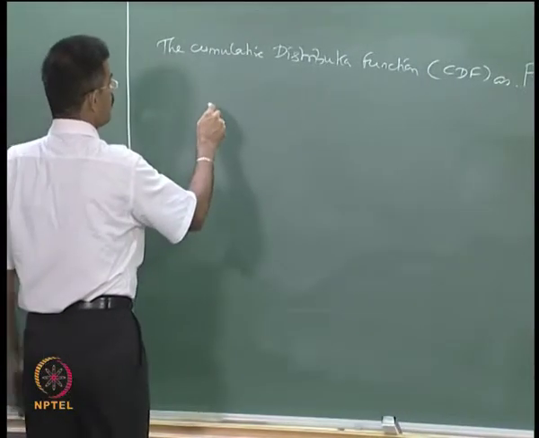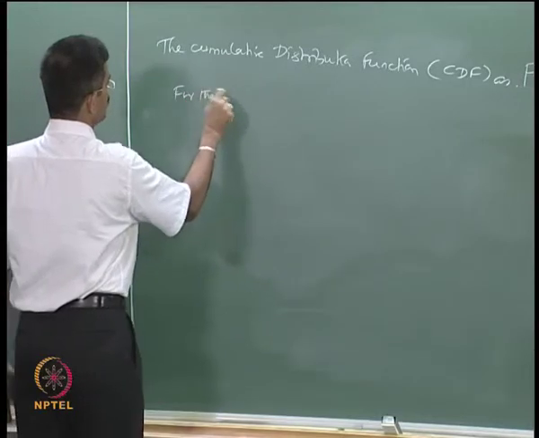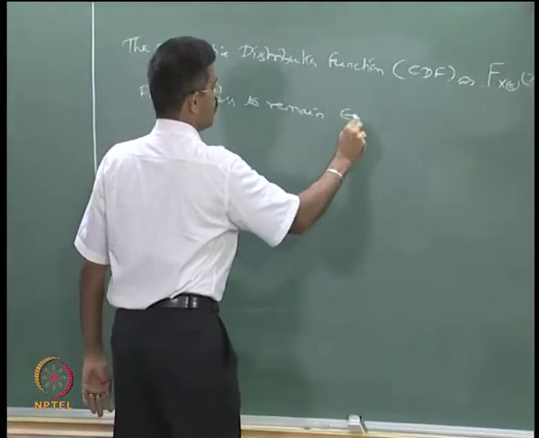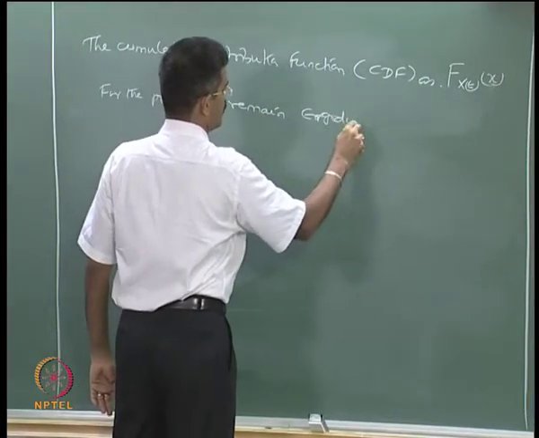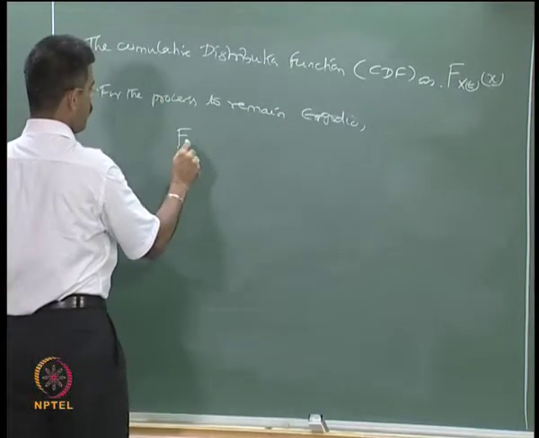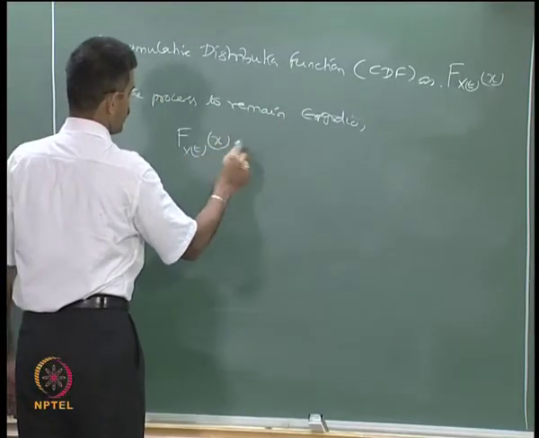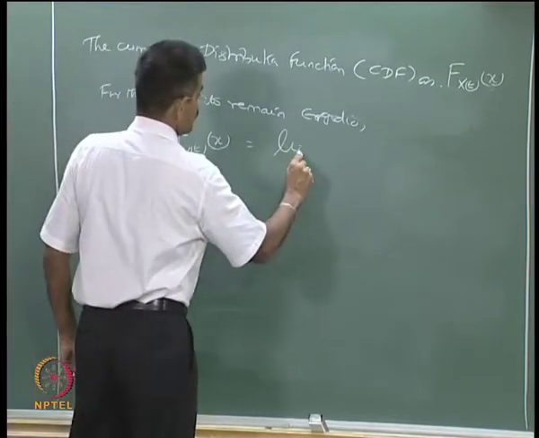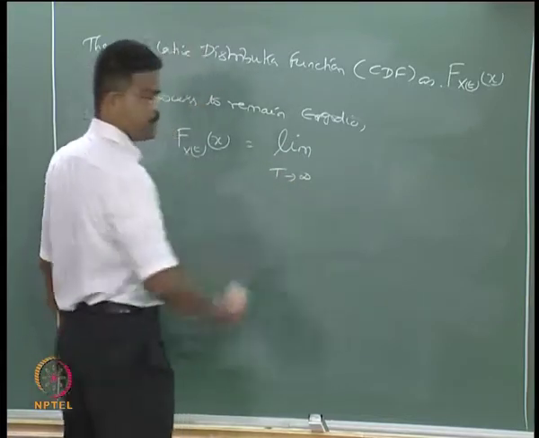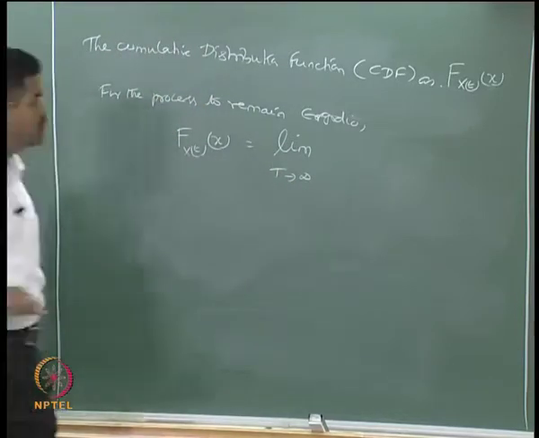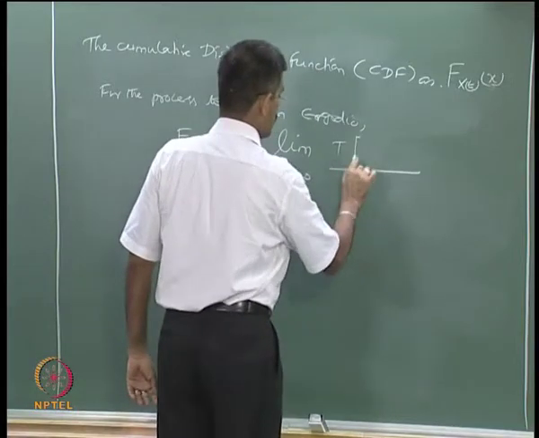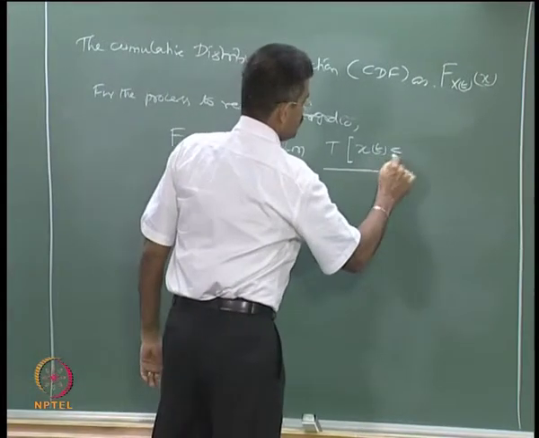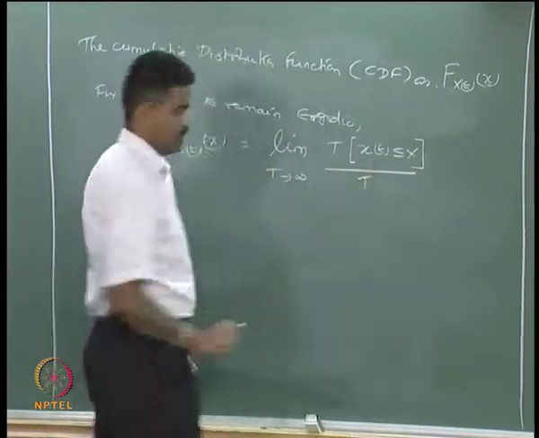Now, for the process to remain ergodic, f of x of t of x is given by limit t tends to infinity of T of x of t less than or equal to x, divided by T.